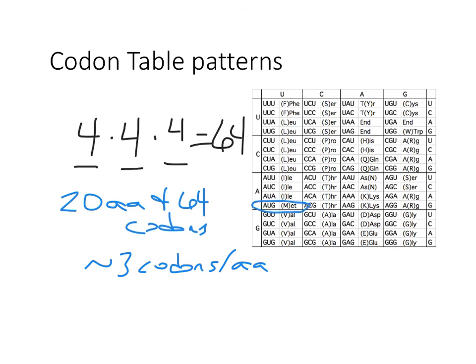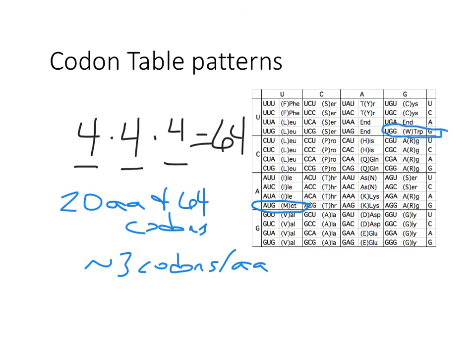Methionine only has a single codon. It has to be AUG. There's no other codon that encodes methionine. I think there's maybe one or two other ones up there, but I don't remember offhand. TRP, tryptophan.